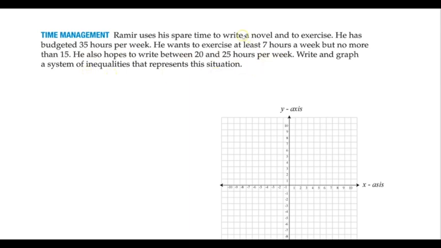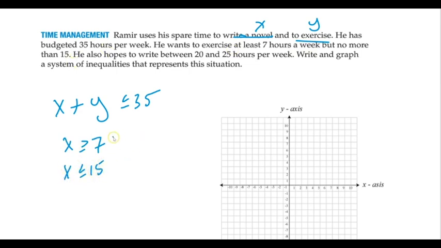We have a couple things going on. He wants to spend time writing a novel, so put novel as x and exercise as y. First thing says he has 35 hours per week. The novel plus exercise has to be less than or equal to 35 hours. That's the most you could spend. He wants to exercise at least 7 hours per week, so y is greater than or equal to 7, but no more than 15. y also has to be less than or equal to 15. If you want, you can combine those two like this, but it doesn't really matter.